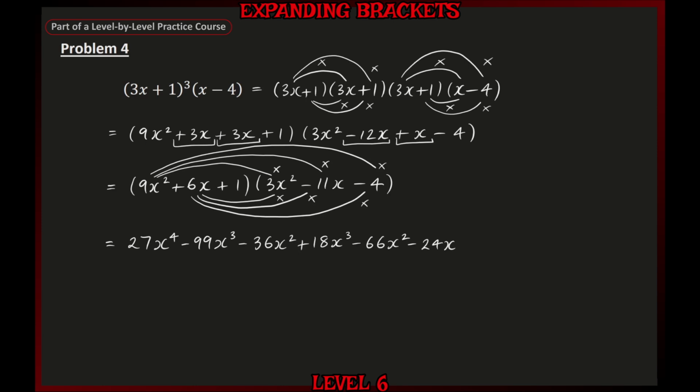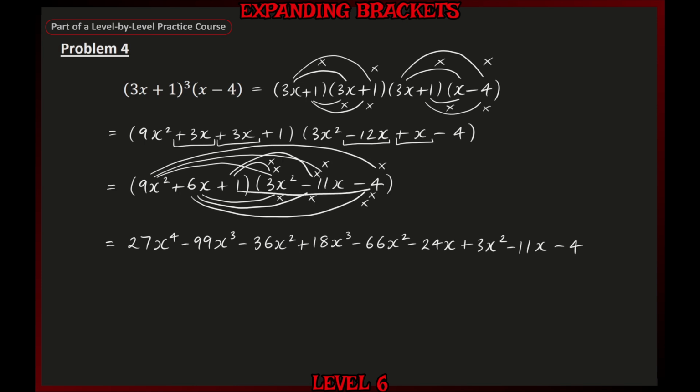Lastly, we can now move on to the 1 from the first bracket. So 1 times 3x squared is plus 3x squared. 1 multiplied by minus 11x is minus 11x. And 1 multiplied by minus 4 gives us minus 4.